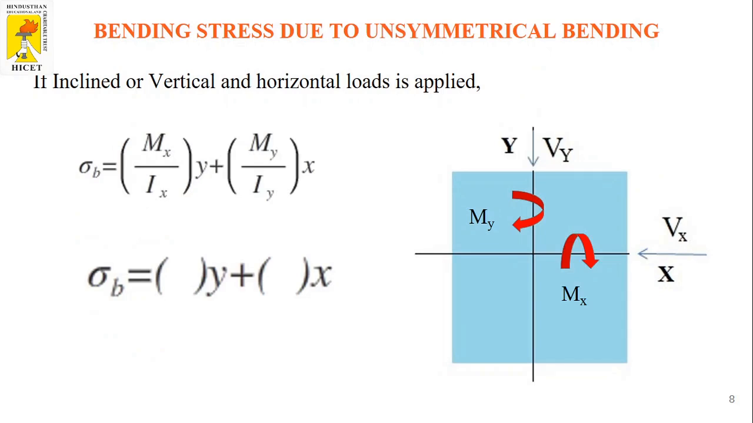In a similar way we can find the bending stress due to unsymmetrical bending. If the inclined, or vertical and horizontal, loads are applied at the same time, we can find the bending stress sigma b is equal to Mx by Ix into y plus My by Iy into x. But we cannot consider this when both the loads are acting at the same time, so we cannot take Mx by Ix, My by Iy. Instead of that, we have to consider Ixy of the section.